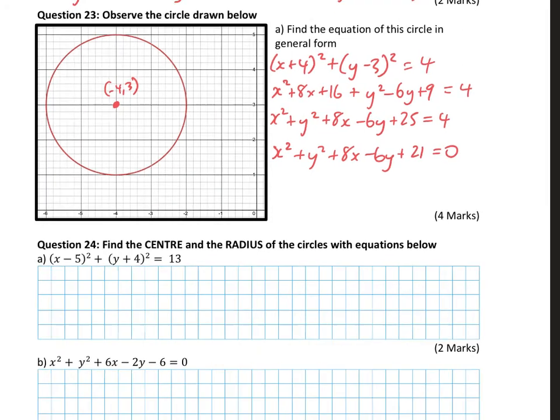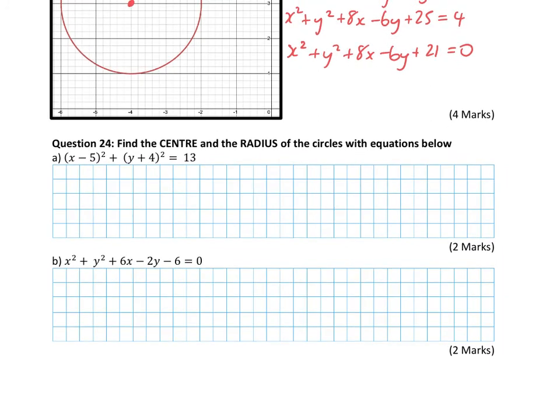Find the center and radius of the circles with equations below. This probably should have come first. Oh well, we'll have to do that next time. It'd be a better lead up to do the easy questions first. It's going to be at 5, -4. Radius: because this is the radius squared, the radius is going to be square root of 13.